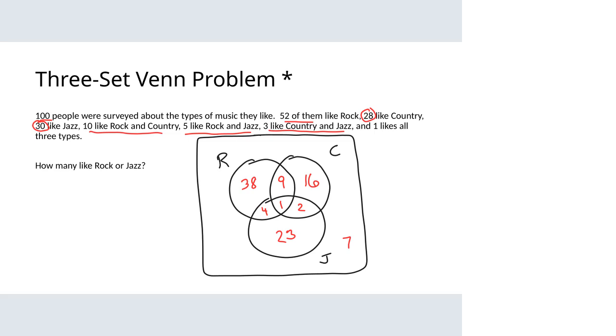Now I'm going to set up a poll for how many like rock or jazz. Be patient, be careful. Think about what the word or means. How many people like rock or jazz?